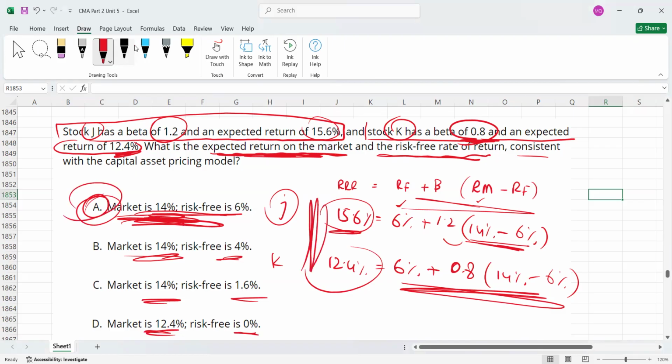So this is how you can work based on trial and error. Understood, guys? I hope it is clear. Just cross-check. I believe option A is correct because you are getting the same results. I'm not using a calculator now. It should be 15.6 and 12.4 if you are solving this side.